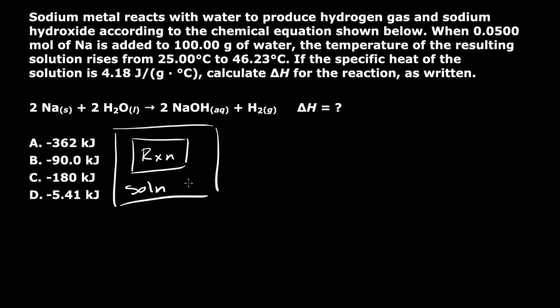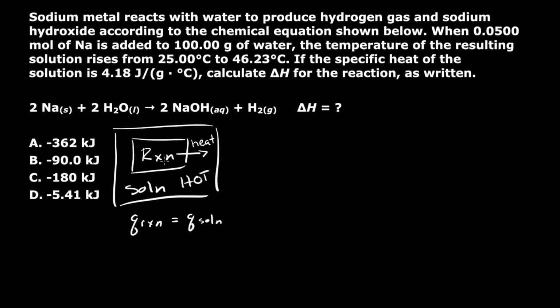And what you need to know is the solution right here, it gets hot, or at least it warms up from 25 degrees Celsius to 46.23. So this gets hot here, and the way this gets hot is the reaction has given energy in the form of heat to warm the solution up. So the flow of heat goes from the reaction to the solution. And so the amount of heat Q from the reaction is going to be equal to the amount of heat Q of the solution, except opposite in sign.